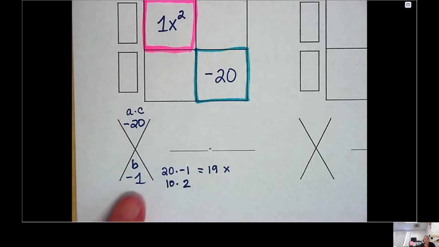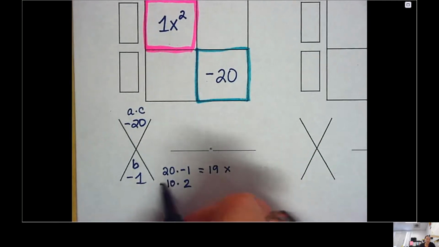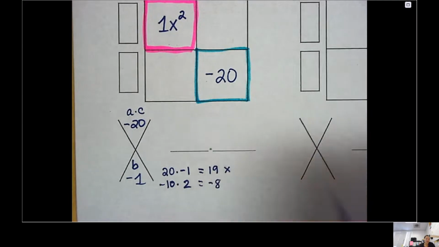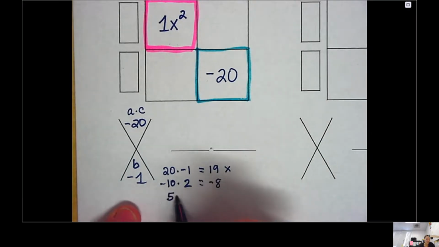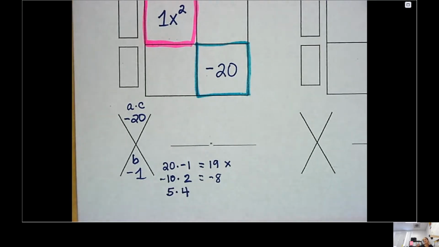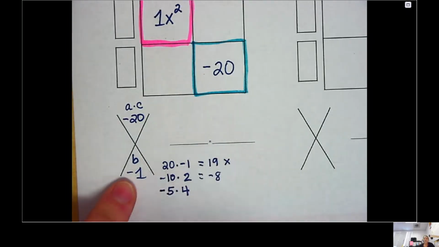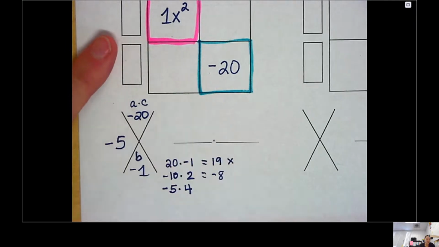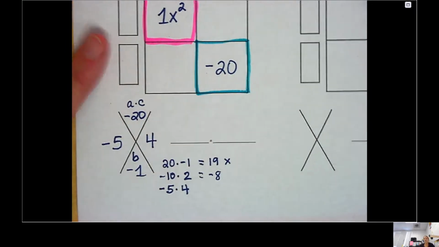But even if I make, doesn't matter which one I make negative right now, -10 times 2. If I add those together, what do I get? 5 times -4. There you go. 5 and 4 multiply to get me to 20, but now you want them to add up to be -1. So which one of them has to be the negative? You want the bigger one, the 5, to be a negative number. -5. So your two numbers are -5 and +4.